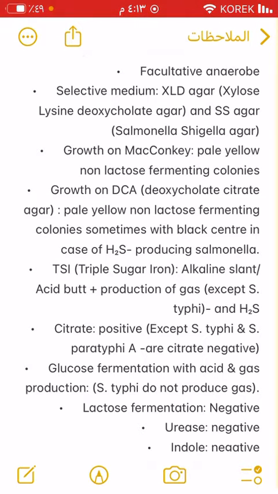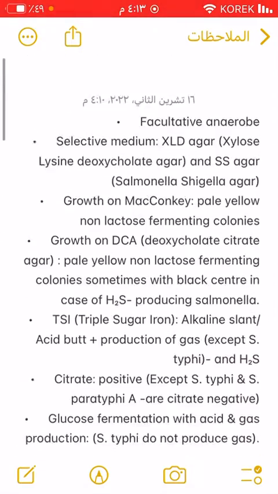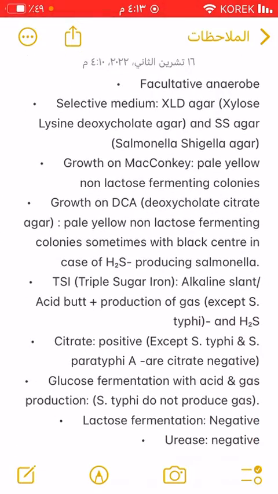types of media. XLD is the most common, and SS, Salmonella Shigella, and DCA, but DCA is not that common in veterinarian uses, but I've written it. In veterinarian uses, we use just XLD. Of course, we use MacConkey too. MacConkey is important for gram-negative bacteria.